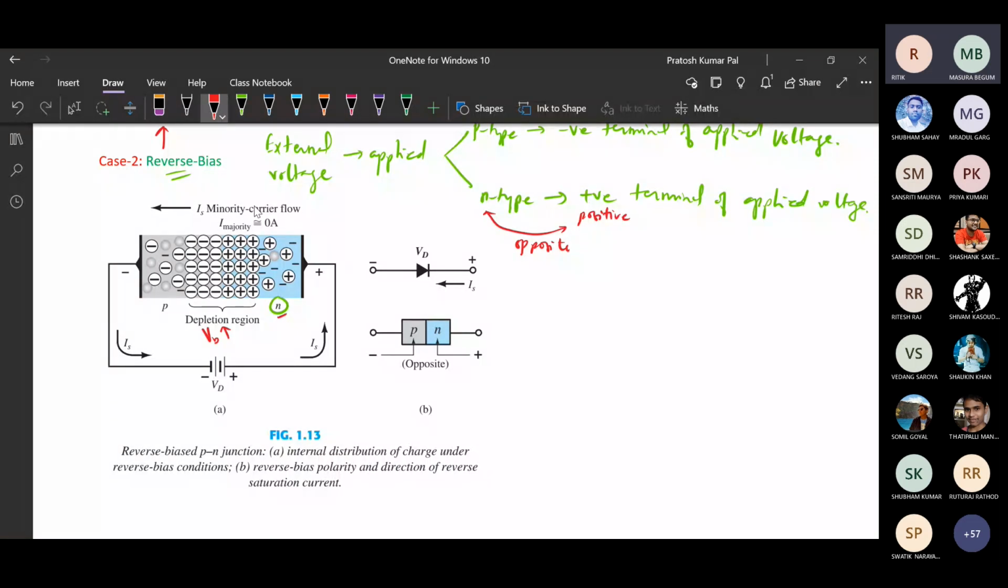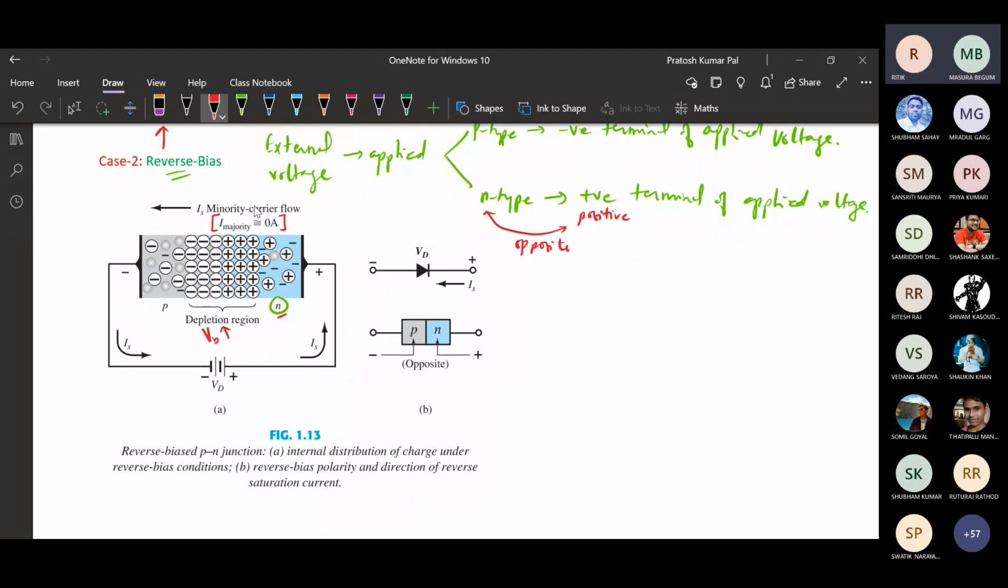So here also in the p type region, whatever holes are there in majority now do not have sufficient energy to overcome this barrier voltage and cross here. So the current because of the majority charge carriers will be almost zero, because no majority charge carriers are able to cross this barrier. The barrier potential has increased as the depletion region has increased, so no majority charge carriers will be able to cross.